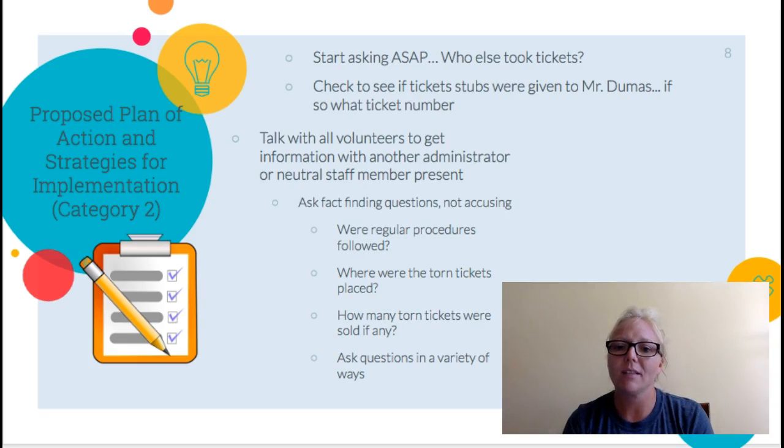Some of the questions I would be asking: were the regular procedures followed? Did we stick with that 2-man policy at all times? Where were the torn tickets placed? What is the policy for that? Was it followed? How many torn tickets were sold, if any? We know that there were 10 torn tickets. Were they sold or were they set aside? And ask questions, like I stated, in a variety of ways.